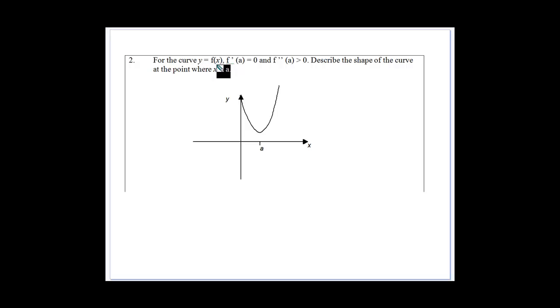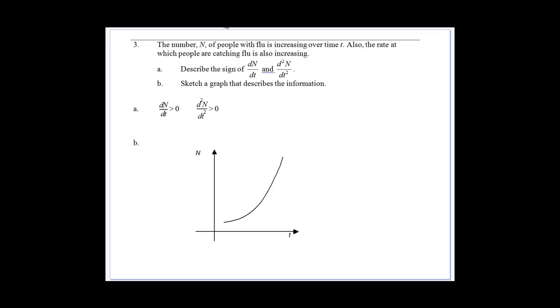So for the curve, the function of x, the first derivative at a is 0, and the second derivative at a is greater than 0. So stationary, but concave up, which means it must be something like that. It must be a minimum turning point, because it's concave up and stationary. So that's where we have a first derivative equal to 0, where you have a maximum turning point or a minimum turning point.